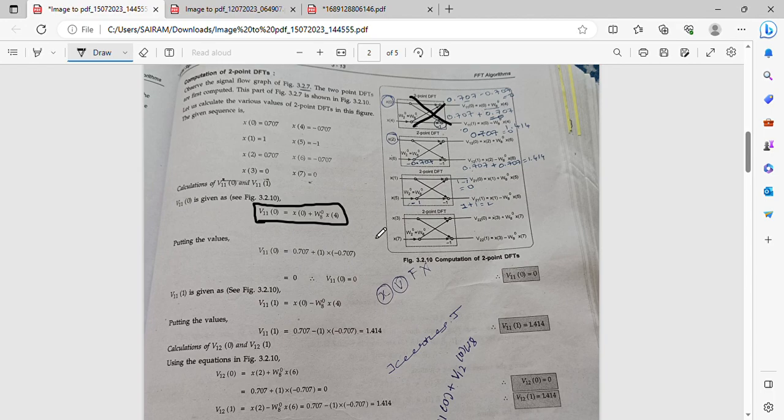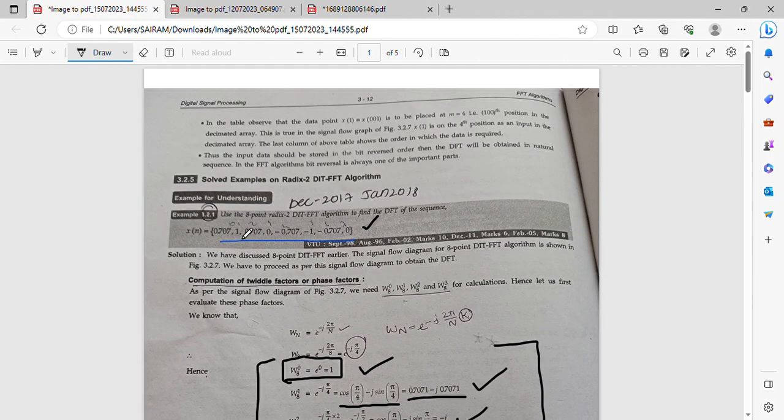Whatever equations we found out with respect to the very first question of DIT-FFT, the same equation comes into picture. These are the same equations we found out. Yes. So that is why here try to substitute the value. So what is the x of 0? 0.707 and my x of 4 is minus 0.707. What are these x of 0 and x of 4? The values of x of n.